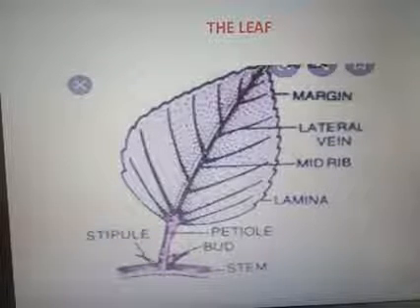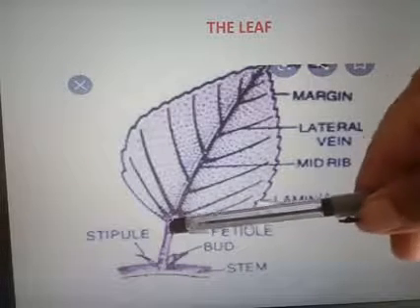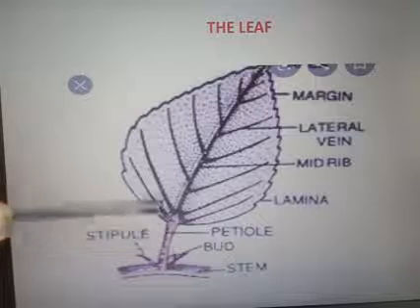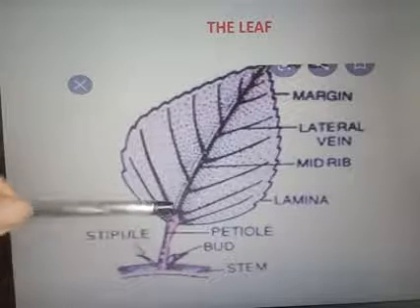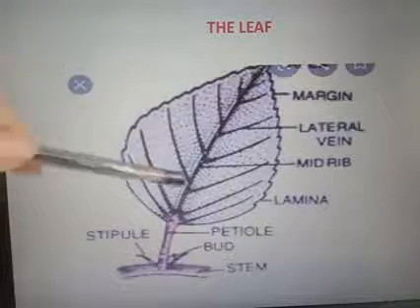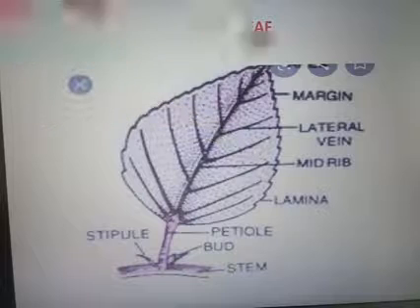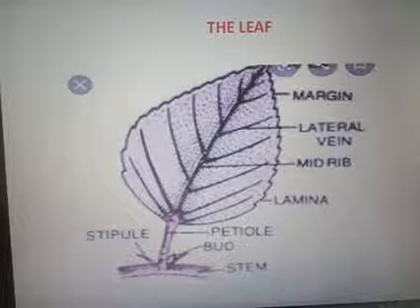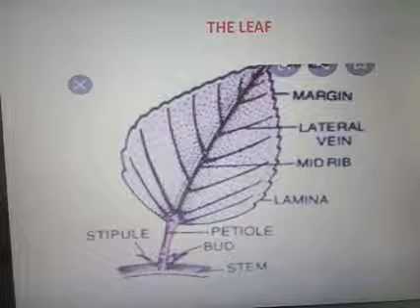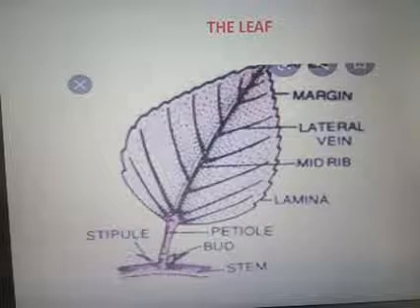So petiole, the stalk of the leaf. This is the base portion having stipule, and the stalk portion is the petiole. This is the leaf lamina portion, which contains the veins and the midrib. The leaf having the petiole is known as petiolate, and one without petiole is known as sessile. The main stalk of a compound leaf is known as rachis.